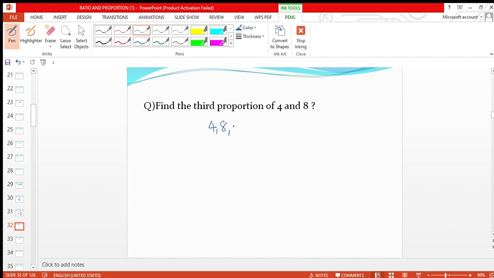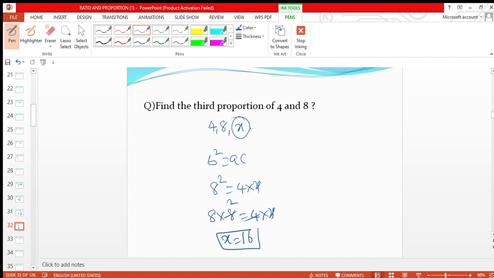4, 8 and X. B square is equal to AC. 8 square is equal to 4 into X. 8 into 8 is equal to 4 into X. Answer 16. The third term is 16.